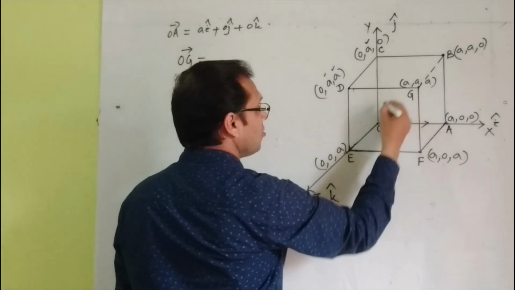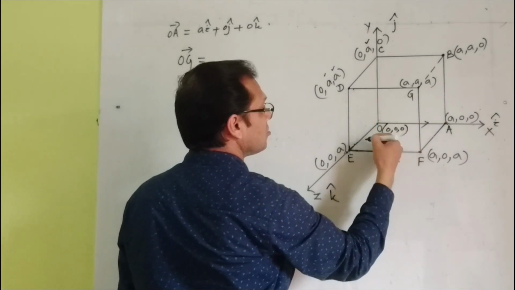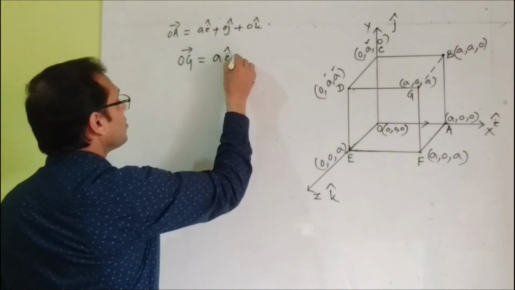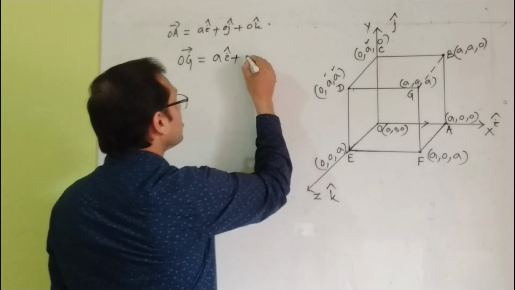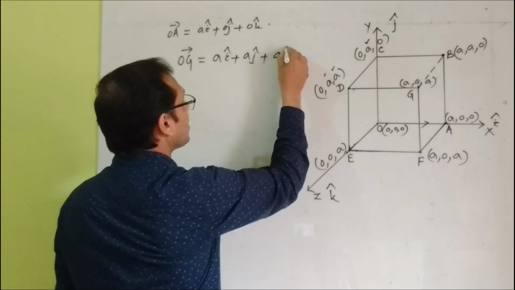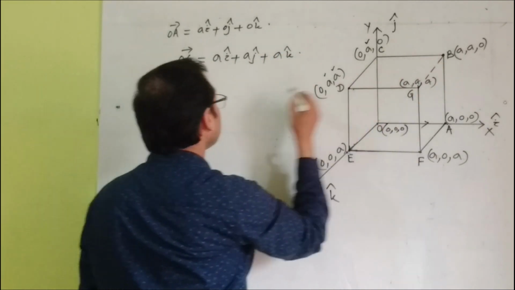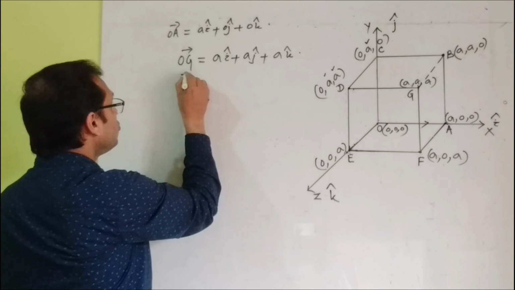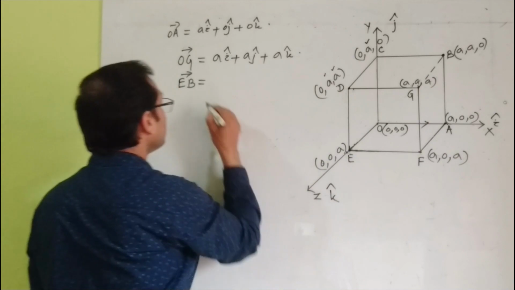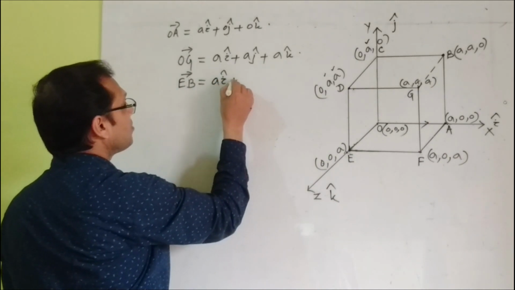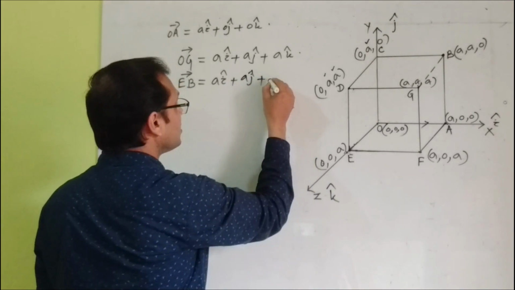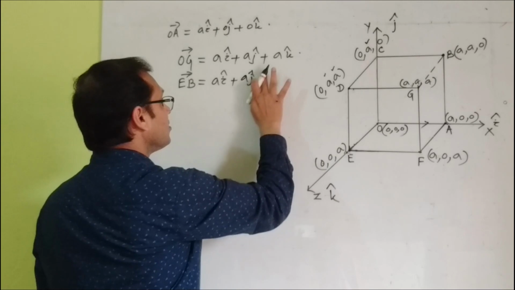OG vector: the coordinate of O is 0, 0, 0, so OG vector is a minus 0 i cap, that is a i cap, plus a minus 0, that is a j cap, plus a minus 0, that is a k cap. EB vector: any two main diagonals you can take. EB vector is a minus 0, that is a i cap, plus a j cap, plus 0 minus a, that is minus a k cap.